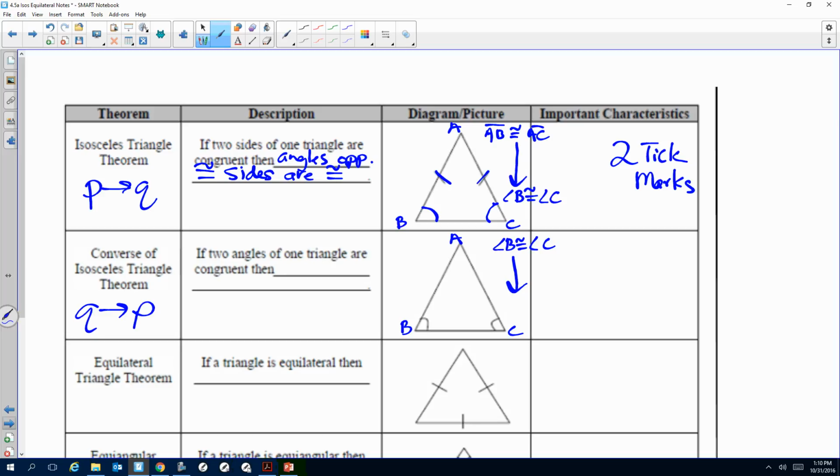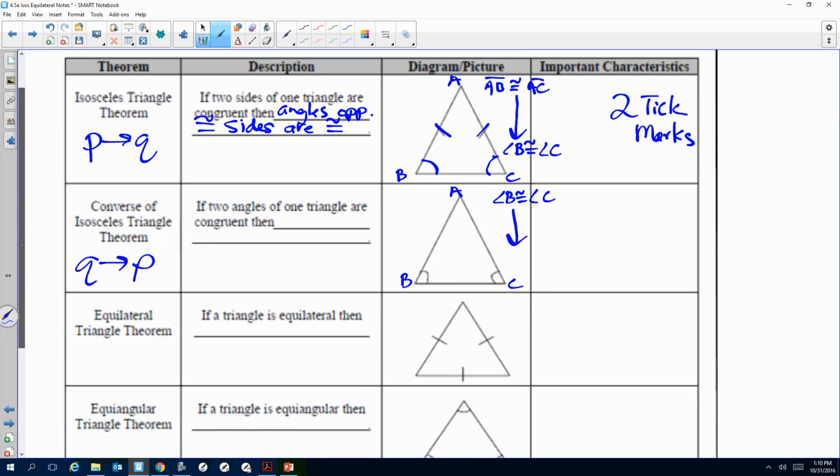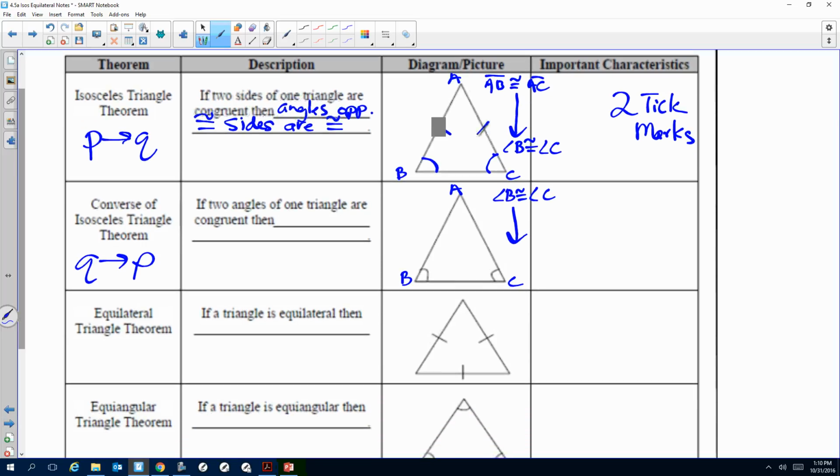All right, so the converse of this theorem, what do we do for converse? Who remembers? It's when you switch your hypothesis and conclusion. You switch the order. Okay, so instead of starting with sides, I'm now going to say if 2 angles of one triangle are congruent, then the sides opposite the angles are congruent. Okay?